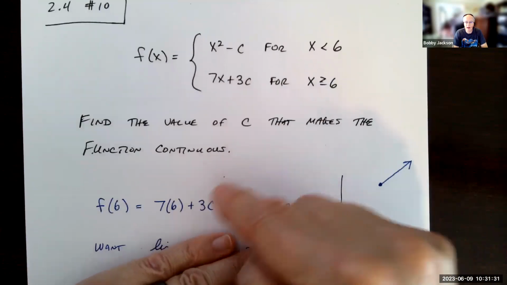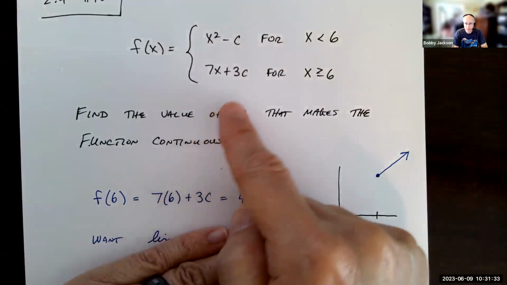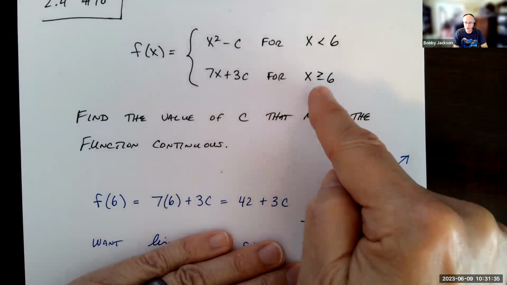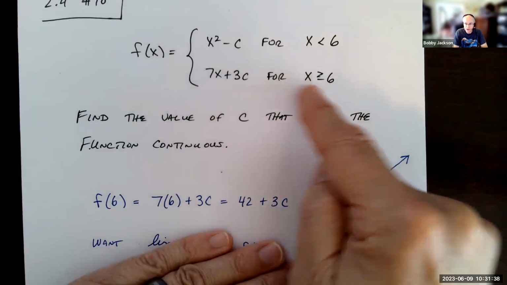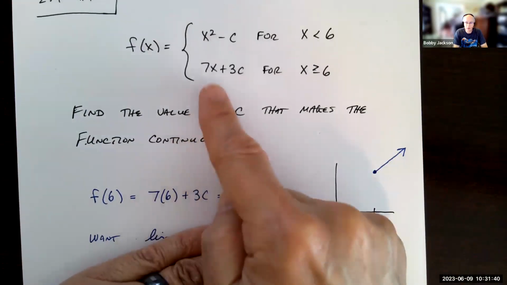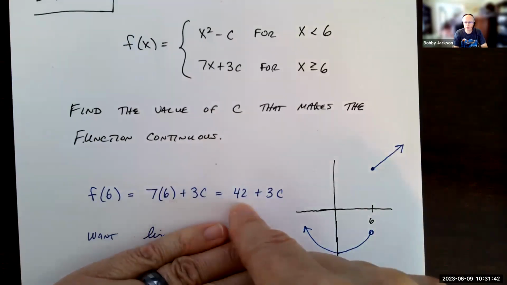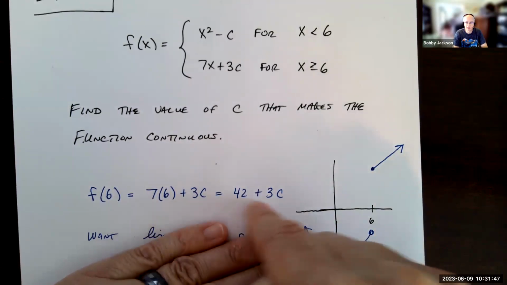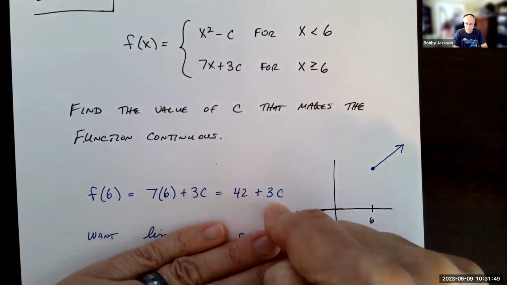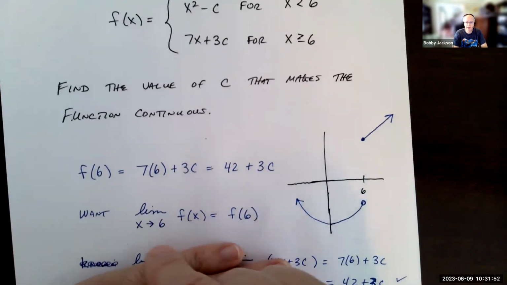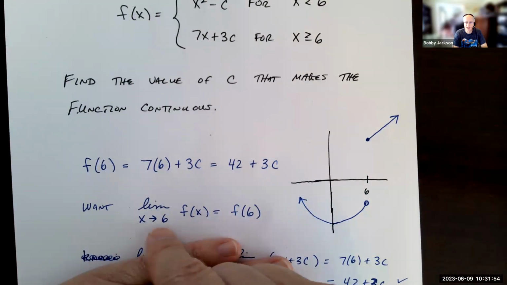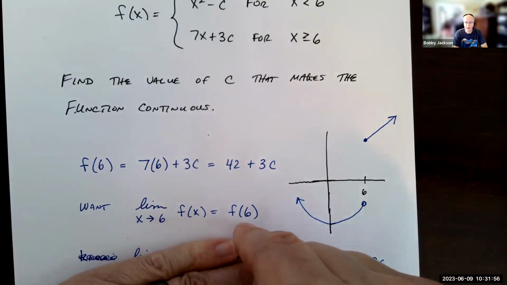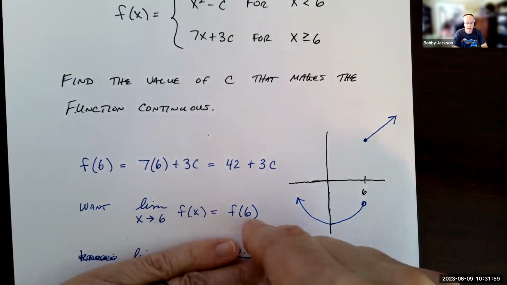So first of all, what's the value of the function at 6, f of 6? Which formula do I use? Well, notice x is greater than or equal to 6. We use the bottom one. So f of 6, I replace x with 6, and I get 42 plus 3c. So whatever c is, I'll be able to know exactly what f of 6 is. Our goal now is we want the limit as x approaches 6 of f of x to be equal to f of 6. That will make it continuous, right? The limit exists, the value of the function exists, and they're equal.